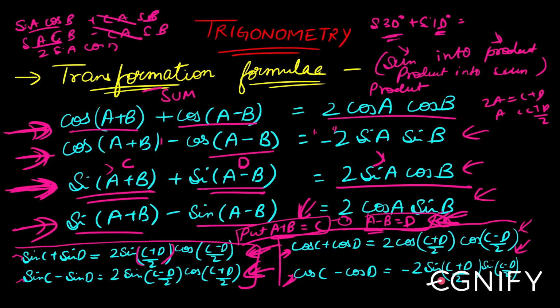Using the transformation formula. What is the transformation formula for sine C plus sine D? It is 2 into sine C plus D by 2, so that's 30 plus 10 by 2. 40 by 2 is 20. And cos of C minus D by 2, so 30 minus 10 is 20, by 2 is 10. So 2 sine 20 cos 10 is the same as this. They'll both give you the same value.